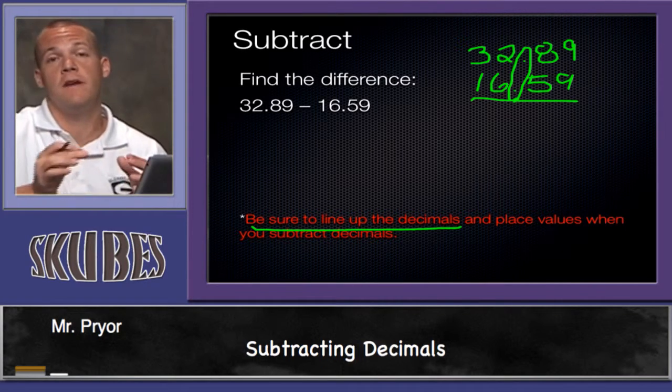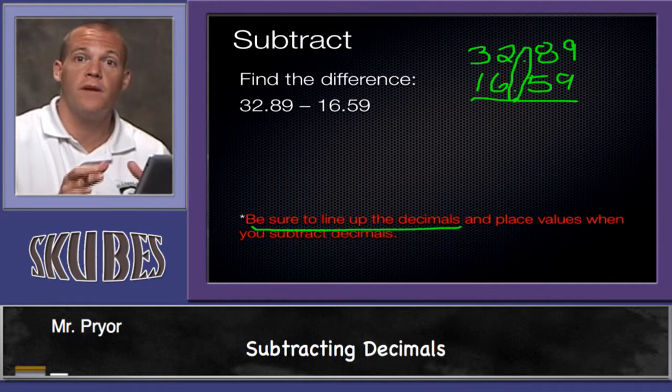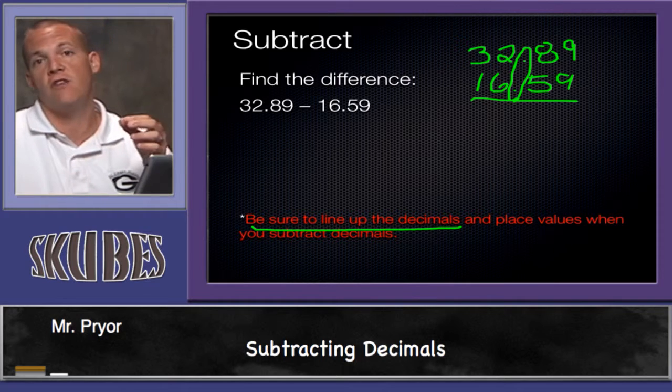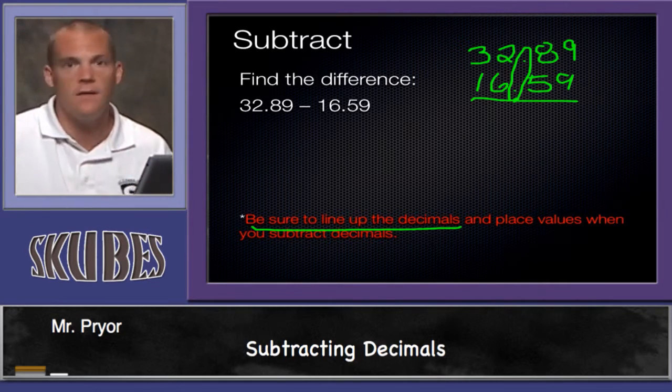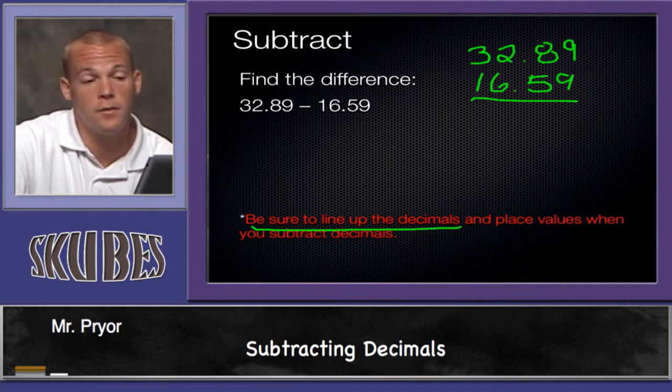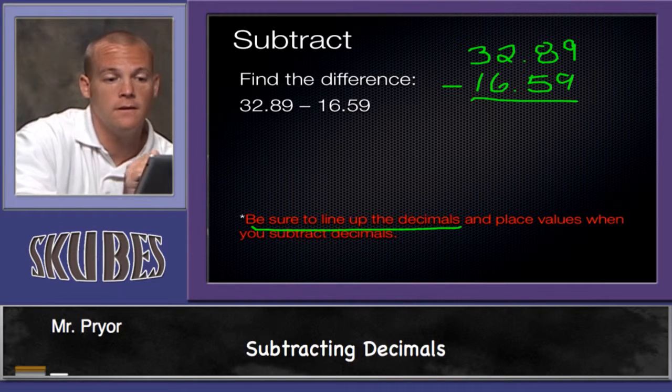That is important because you need to make sure that you're actually subtracting the correct place values. Because what you're actually doing is lining up place values so that you're not subtracting tens from ones or hundreds from tens, because that'll mess everything up. So once you get everything lined up appropriately, you can go ahead and start subtracting.